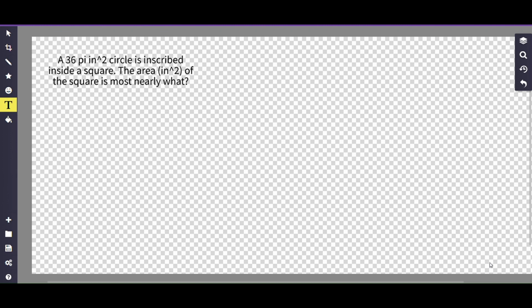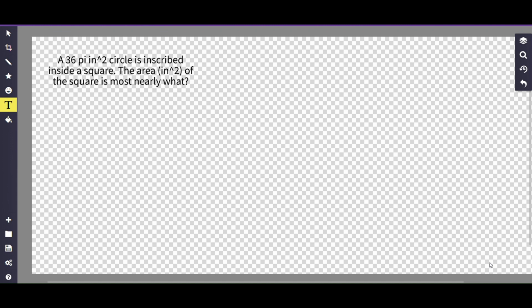So today's question is again on the topic of math. A 36 pi inch squared circle is inscribed inside of a square. The area, in inches squared, of the square is most nearly what? Before we continue, make sure to pause the video, try it on your own, come back, see what we're all about, and see if you got the right answer.